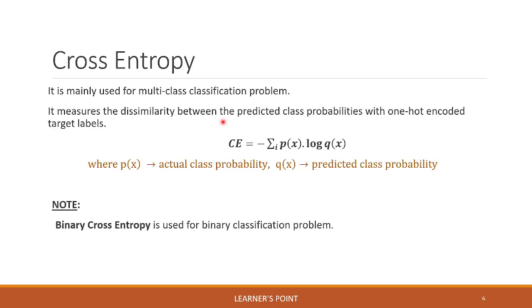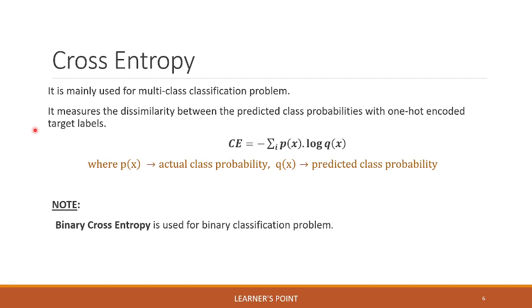Now coming to one of the most widely used loss function, that is cross entropy. Cross entropy loss function is mainly used for classification problems. That means if there are multiple classes and we need to pick one, then we usually use cross entropy loss function. Cross entropy loss function measures the dissimilarity between the predicted class probabilities with one hot encoded target label.